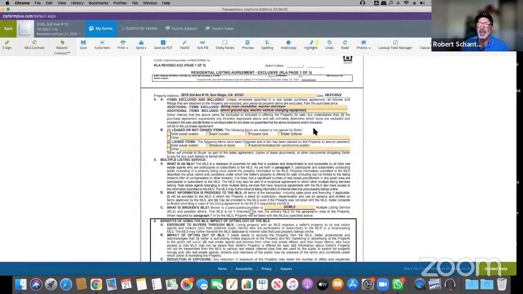So the takeaway on this is that if you ever see anything that says per MLS, the MLS is only advertising. Just commit that to memory. The MLS is only advertising. It is not an agreement between the parties.